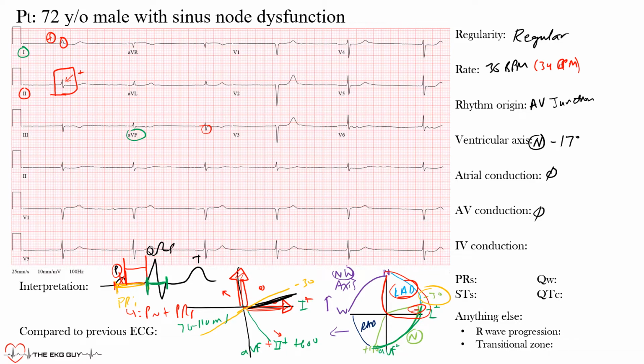Here at Mayo Clinic, we use 70 to 110. Once you hit 120, or 3 small boxes, we consider that prolonged. So we're going to be sticking to that criteria we use here. The QRS complex in this case was actually normal at 96 milliseconds. So normal IV conduction, the QRS interval was 96 milliseconds, which is within that normal limit.